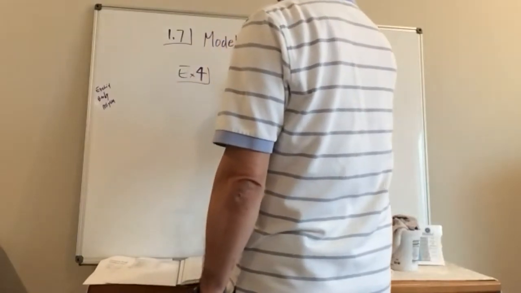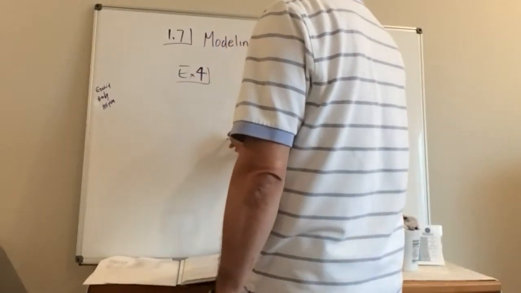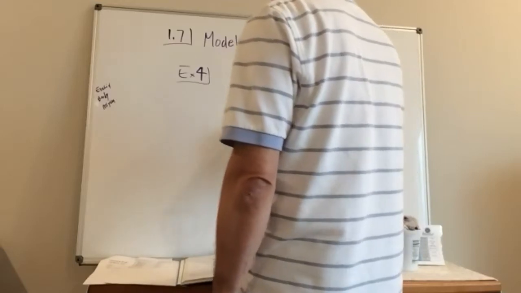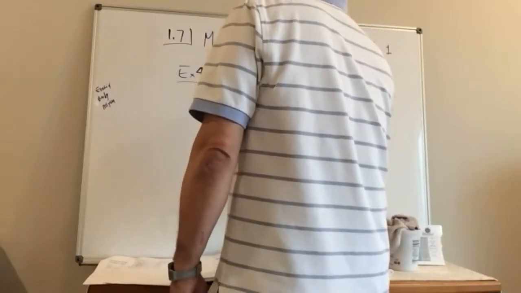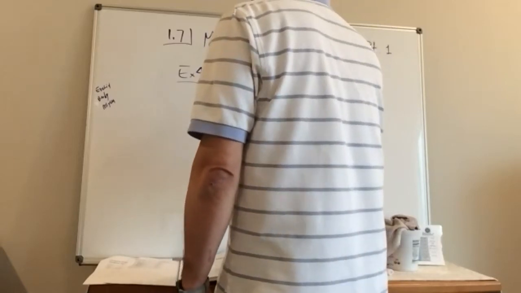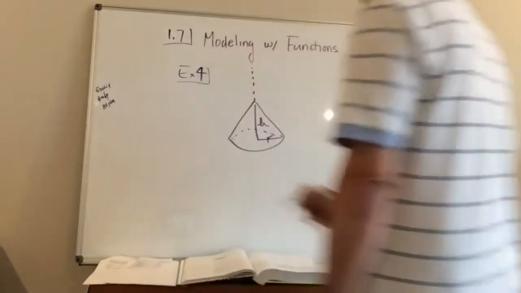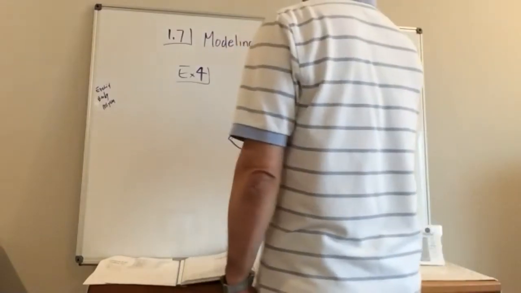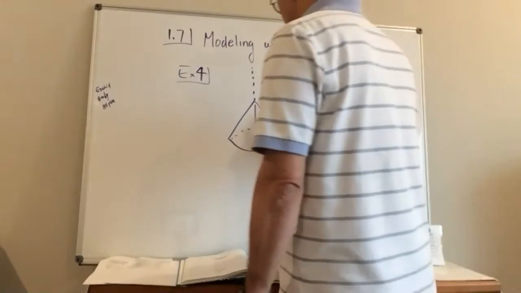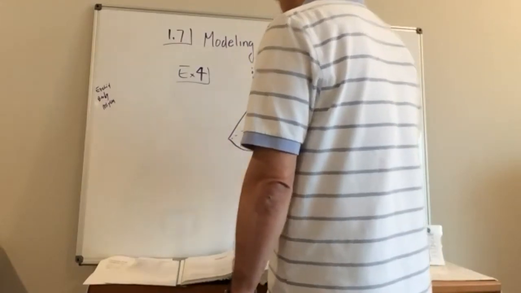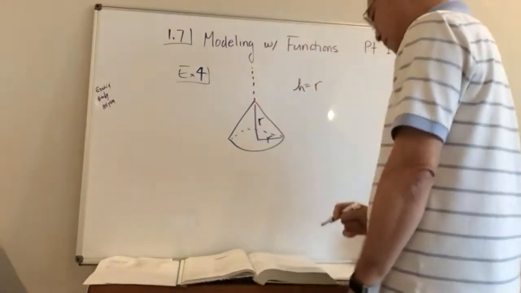Okay, so grain is falling down like this, and it's going to form a cone here, which has a radius and a height. But the height is always going to be equal to the radius. So if we call this the radius, that would be r, right?